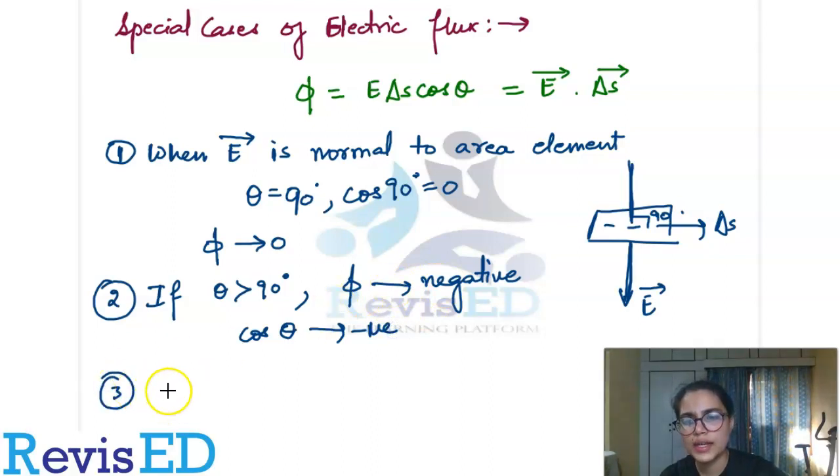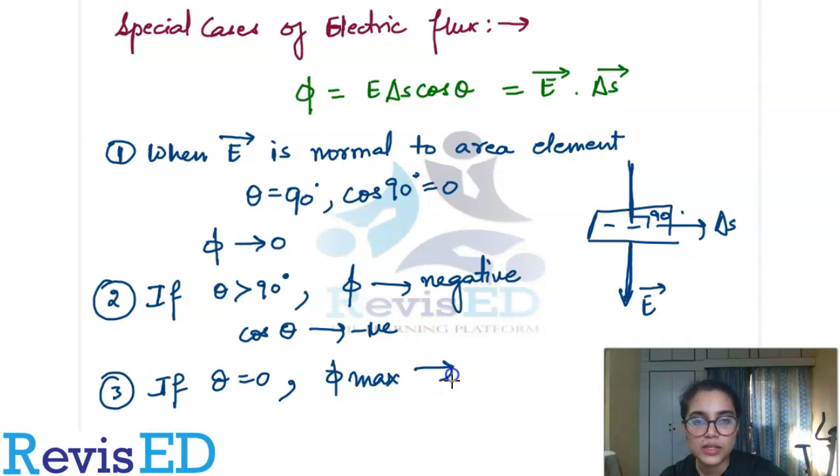Whereas you have a third case where your value of theta is 0. Now you have no angle between the two. What's going to happen then? Your phi will be maximum, meaning you are not talking about any component of E.